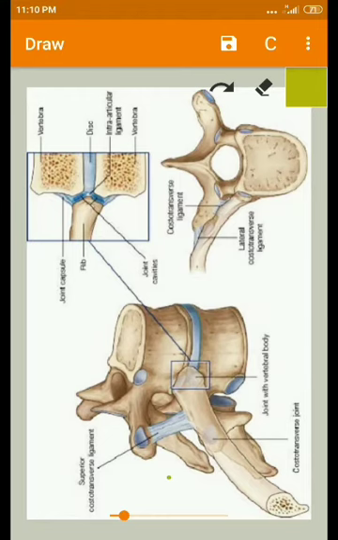But the remaining, from 2nd to 9th ribs, articulate with above and below thoracic vertebrae. That means the second rib articulates with the first as well as the corresponding vertebra. That means second articulates with the above first vertebra and second articulates with the second thoracic vertebra itself. Okay. Now we will see how this joint is formed.